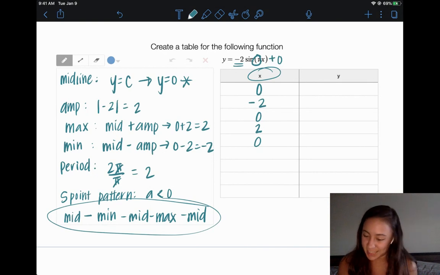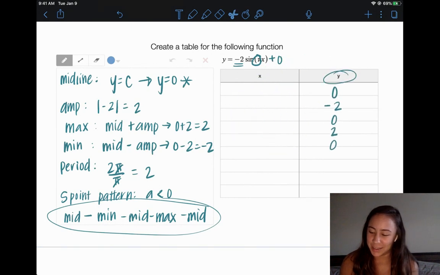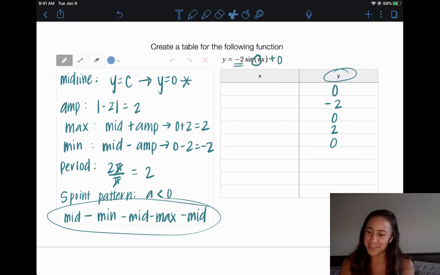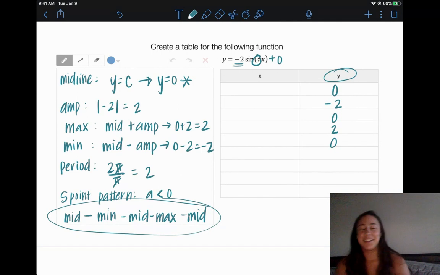Erase what we just did. These are all going to be your y values. That's what those determine. They determine your y values. Oh, goodness. What is wrong with me? So your 5-point pattern determines your y values, which are based on your midline and your amplitude.